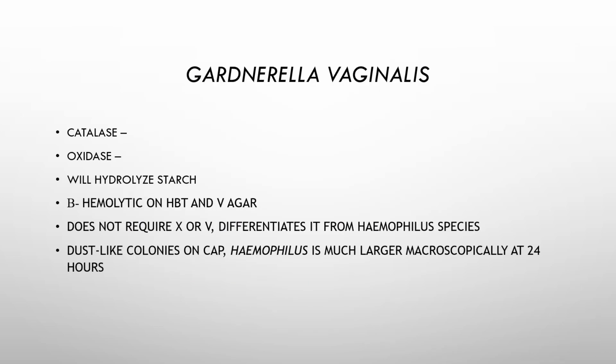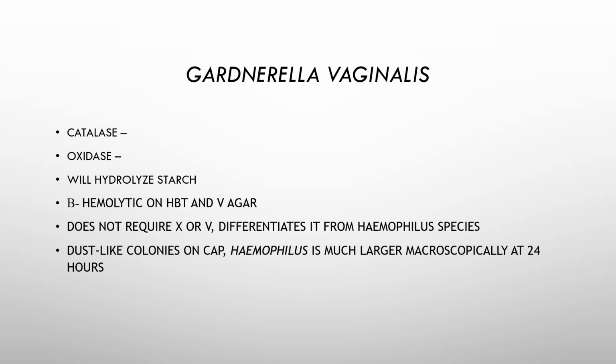Gardnerella vaginalis looks like dust on blood and chocolate agar. It's very hard to see what the colonies are going to look like because they are so tiny the first 48 to 72 hours. Incidentally, they are catalase negative and oxidase negative.